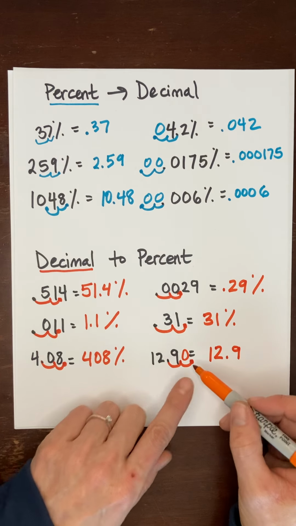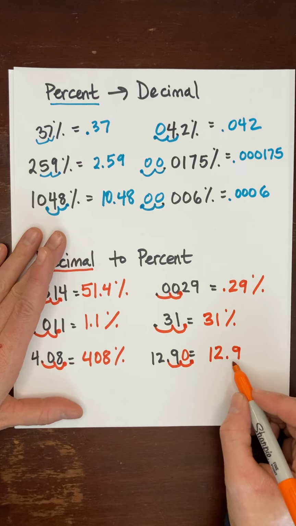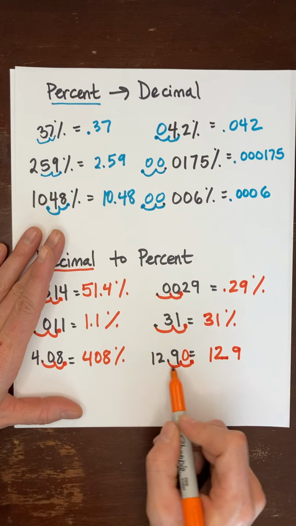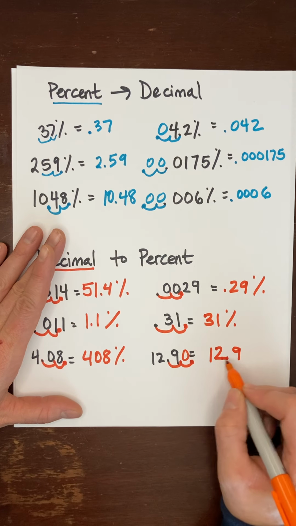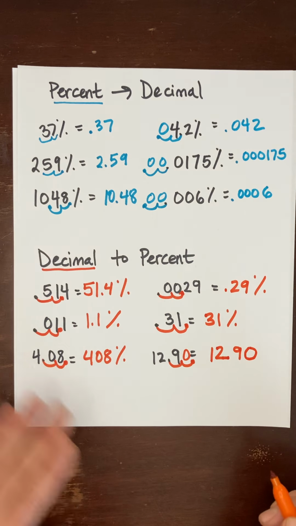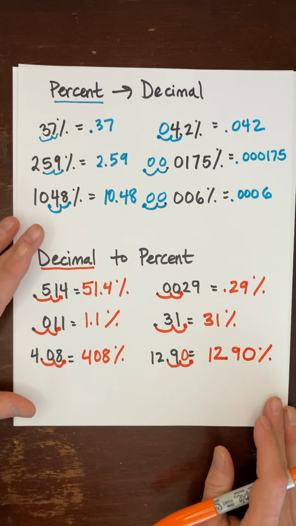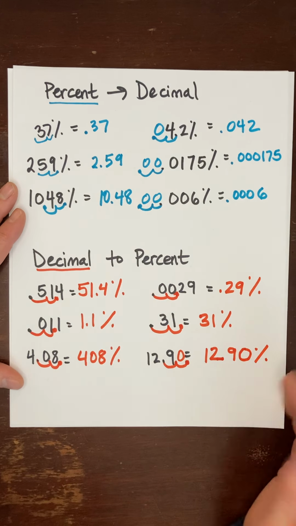So I've got 12.9. And actually, do I need, oh, my decimal got moved, didn't it? Look at that, I made a mistake. My decimal moved to the end. So it's 1290%. That's a very big percent, 1,290%.